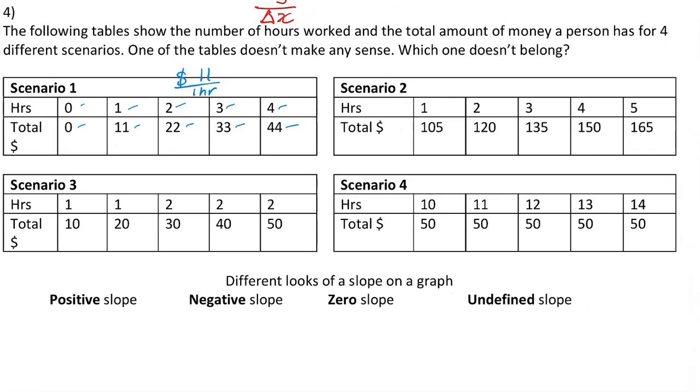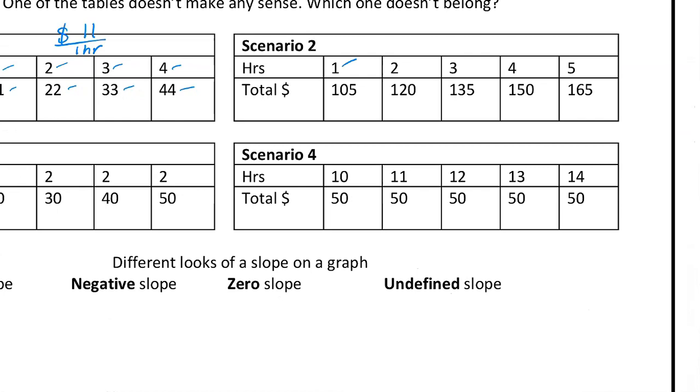Let's look at the next one. Scenario number 2. After 1 hour, you have $105. So maybe you started with some money in your pocket. After 2 hours, you have $120. So it looks like you've increased by $15. And then 120 to 135 is $15. 135 to 150 is $15.